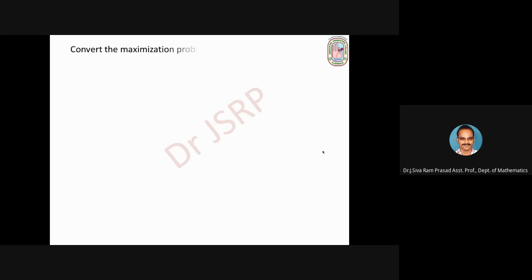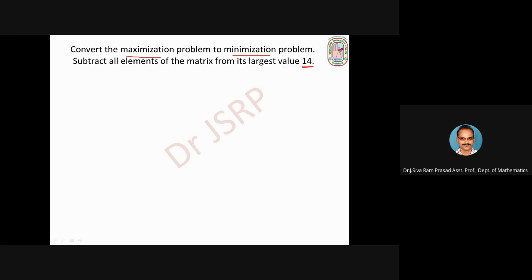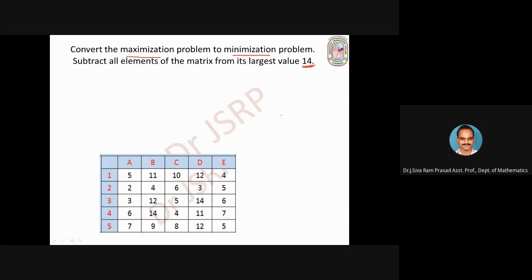Convert the maximization problem to minimization problem. How do you convert? Subtract all elements of the matrix from its largest value 14. The largest value in the entire matrix is 14. We have to subtract each element or each entry from 14.